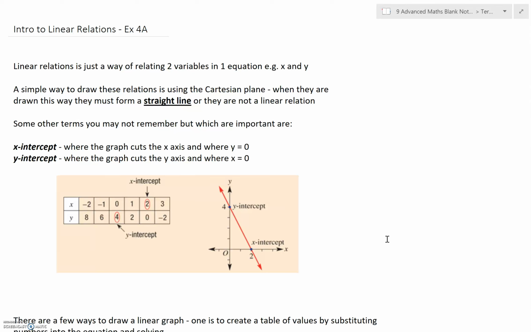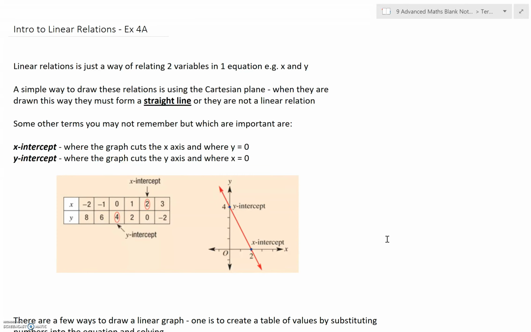One other thing I wanted to remind you about is some other terms that are going to be important, but you may not remember, which are the x-intercept and the y-intercept. Now the x-intercept is where the graph or the line cuts the x-axis, and at that point the y value is 0. And the y-intercept is where the graph cuts the y-axis and where the x value is 0.